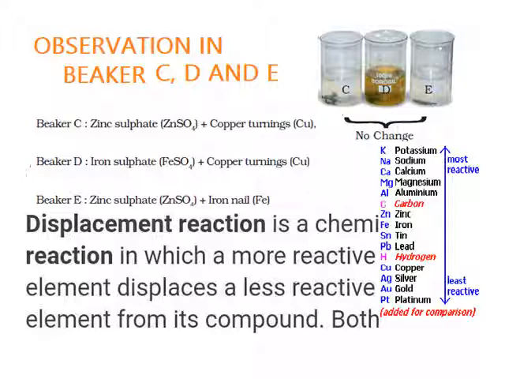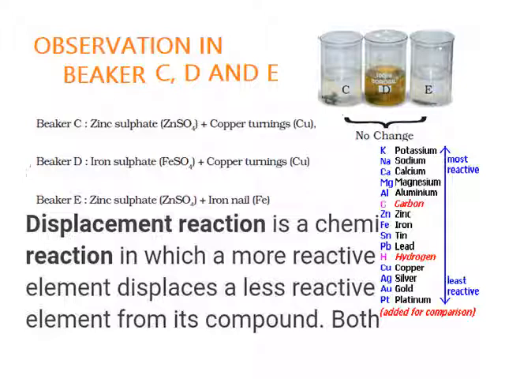And in beaker B, iron with copper sulfate. So iron and copper sulfate. When we compare iron and copper, iron is the more reactive metal. That's why here also a reaction is taking place. And this type of reaction, as we have discussed, is a displacement reaction. What is a displacement reaction? You can see it in the slide. A displacement reaction is a chemical reaction in which a more reactive element displaces a less reactive element from its compound.